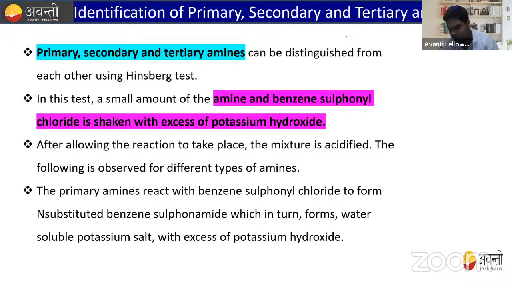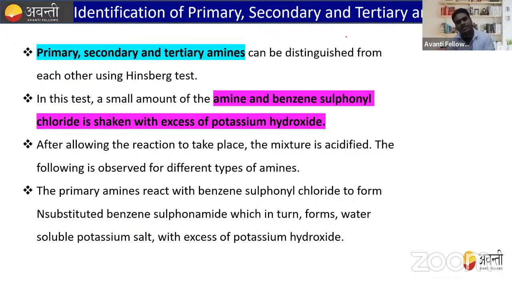In this test, a small amount of the amine and benzene sulfonyl chloride is shaken with excess potassium hydroxide. After allowing the reaction to take place, the mixture is acidified. The following is observed for the different types of amine.